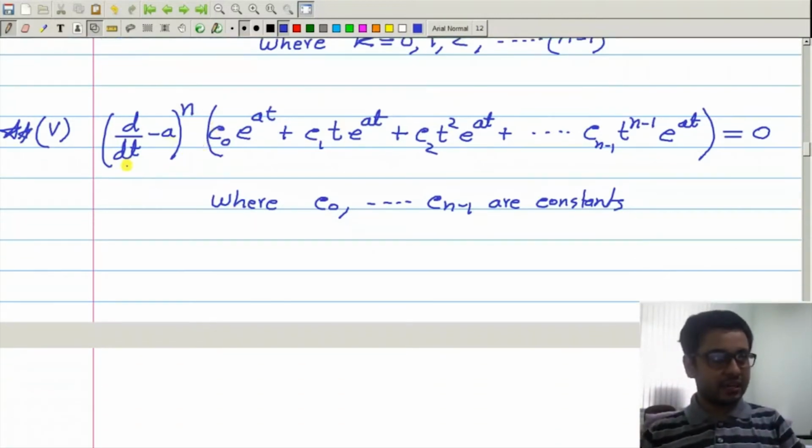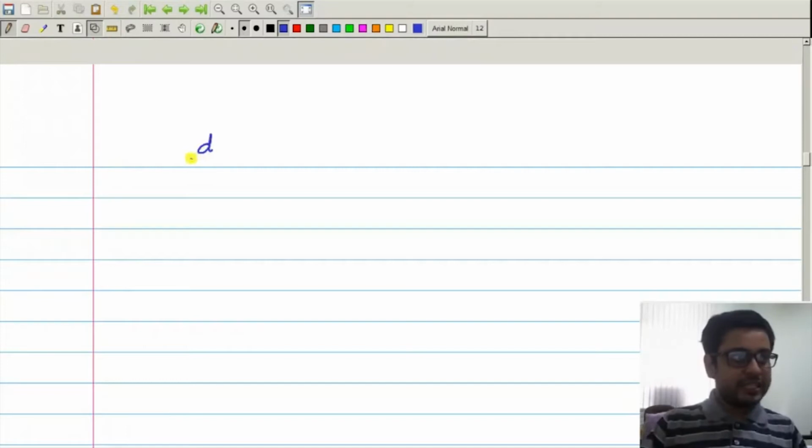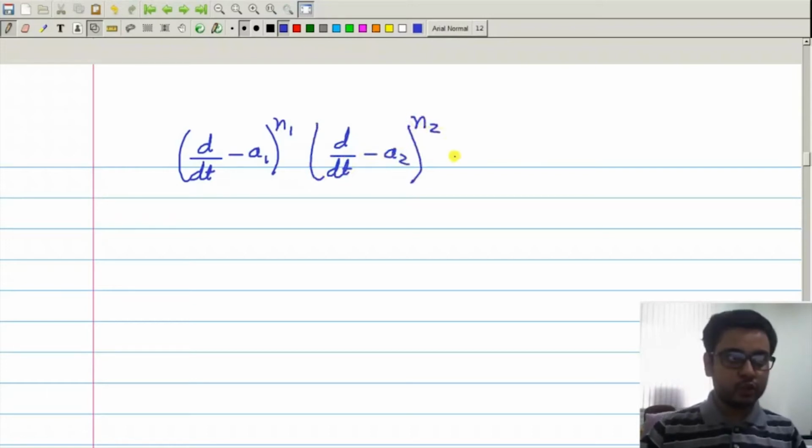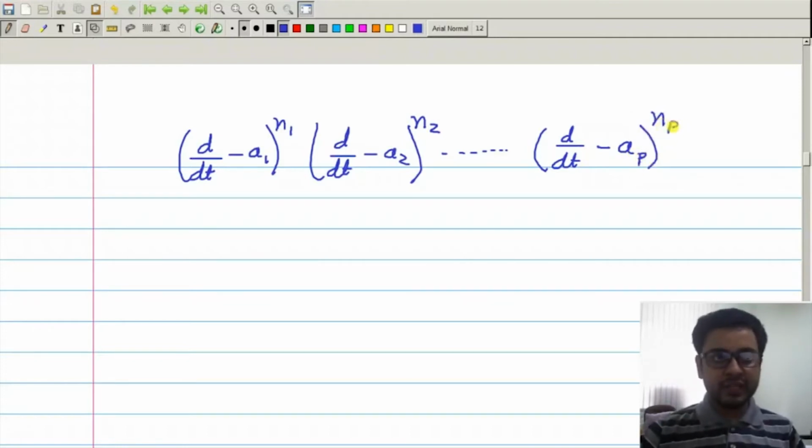Or maybe there is an even more generalization. Consider this operator: d/dt minus a1 whole to the power n1, then this multiplied by d/dt minus a2 whole to the power n2, and so on. So now we are combining these operators in series, in cascade. That means they will act one after the other. Let me take, say, up to some number p, to the power np. So this is a combination of operators.